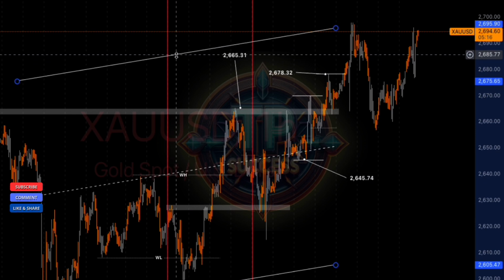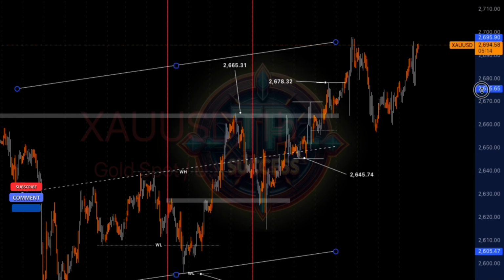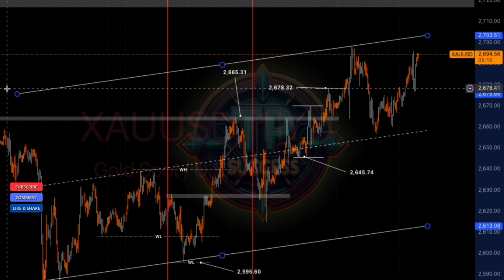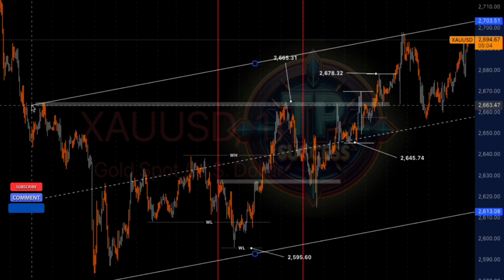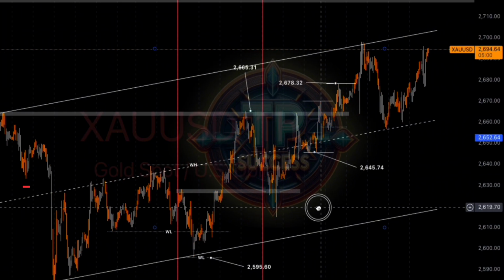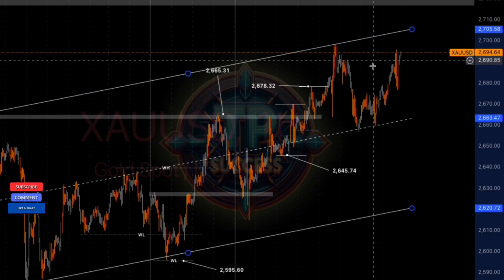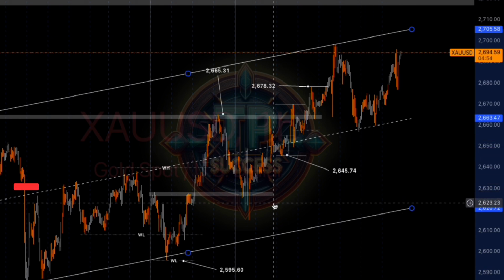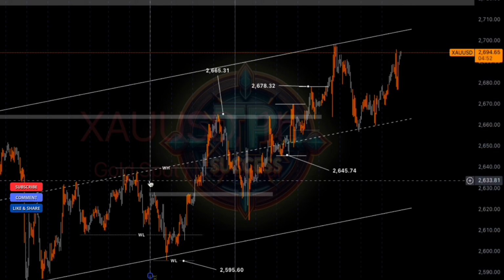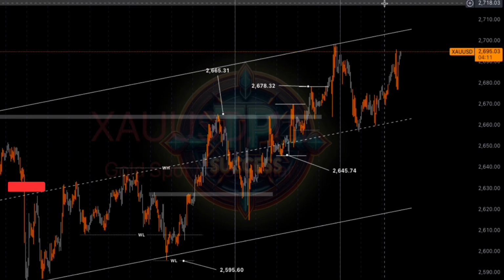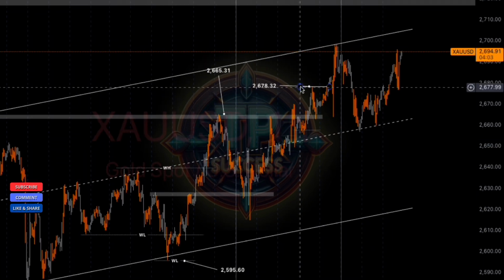Let's just see what's going on. Let me adjust all of this to see if I can make it make sense. It does make sense. Okay, so we're basically in an ascending channel right now. Let me move this out of the way real quick, bring this over, and lock this in place. Okay, that looks good.